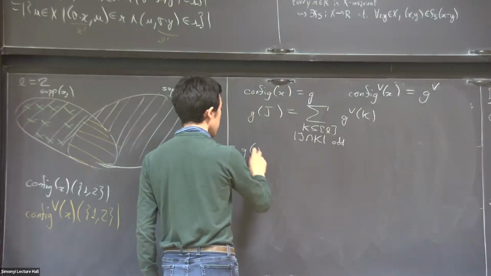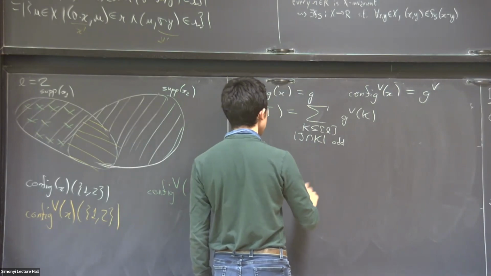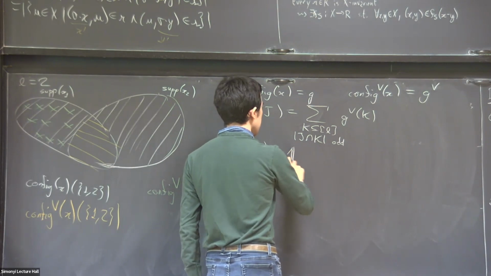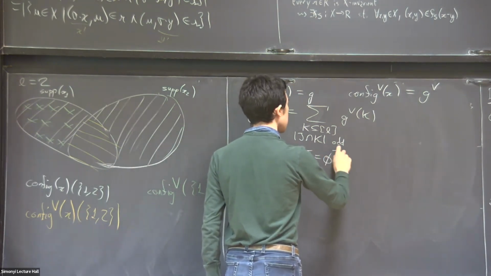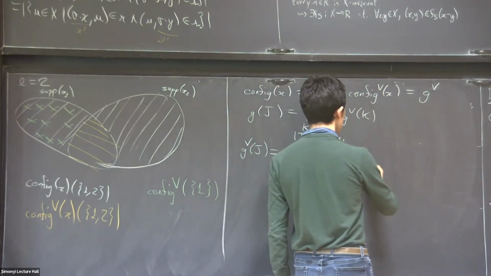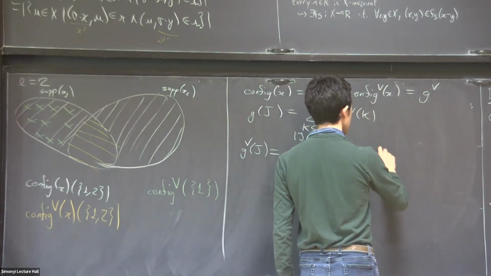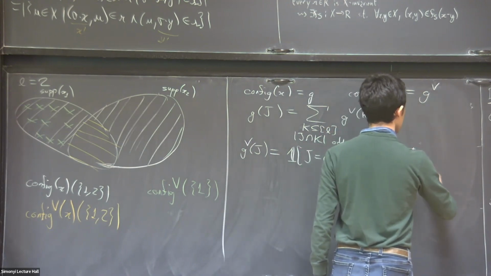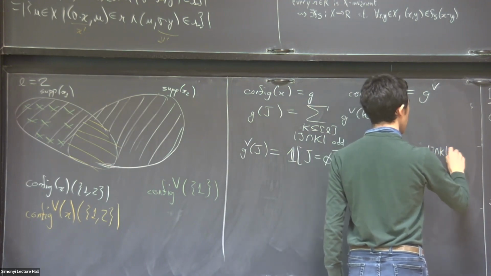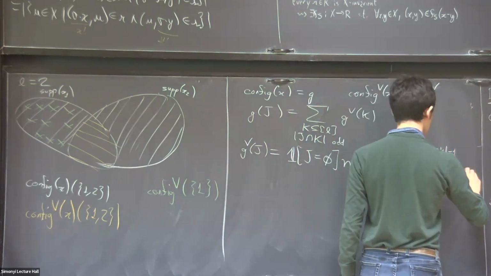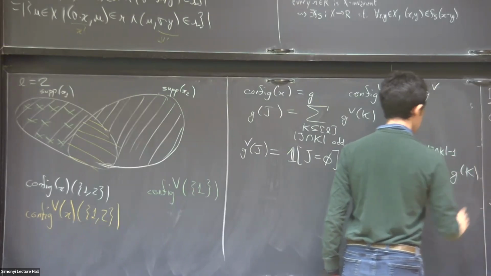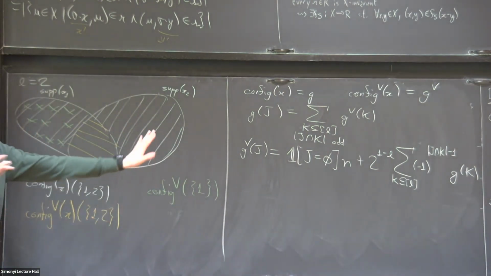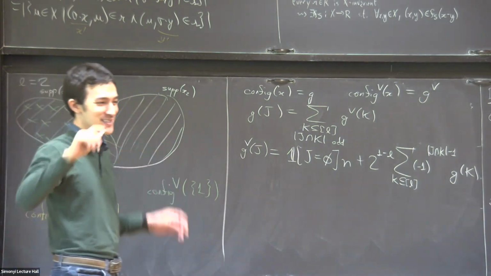The hard formula, which I will not prove, it's just inclusion exclusion, is if you want the gv based off of this, you're going to do something like indicator that j is empty times the size of the space, which is n, plus 2 to the 1 minus L sum over k of minus 1 to the j intersect k minus 1 g of k. That's the formula that goes back. This is just inclusion exclusion, or Mobius inversion if you want to do more fancy stuff.